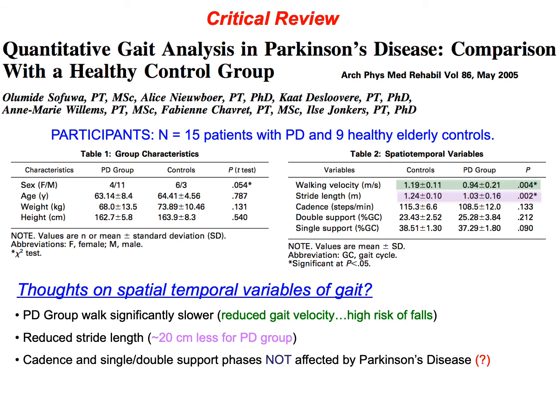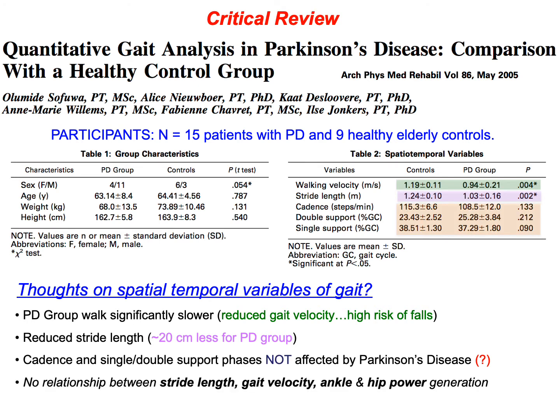And if you look at the cadence, double support, and single support phases, however, they were not statistically different, perhaps trending for that single support, but still greater than that 0.05. So they have reported that the cadence and single and double support phases were not directly affected by Parkinson's disease, which perhaps was something they weren't expecting. So that was an interesting finding.